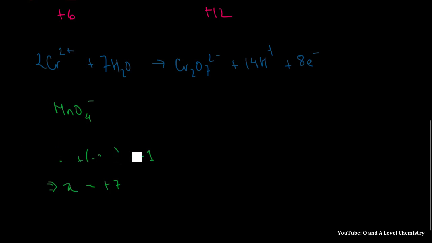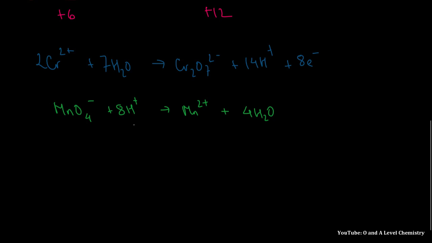I'm going to get rid of this now. Okay, so this guy is being reduced to Mn2+. So again, I need to balance the oxygens. I have 4 oxygens here, so I'm going to add 4 water molecules on the right hand side. And there are 8 hydrogens, so I'm going to add 8 H+ ions. So there you go. Now we balance the charges.